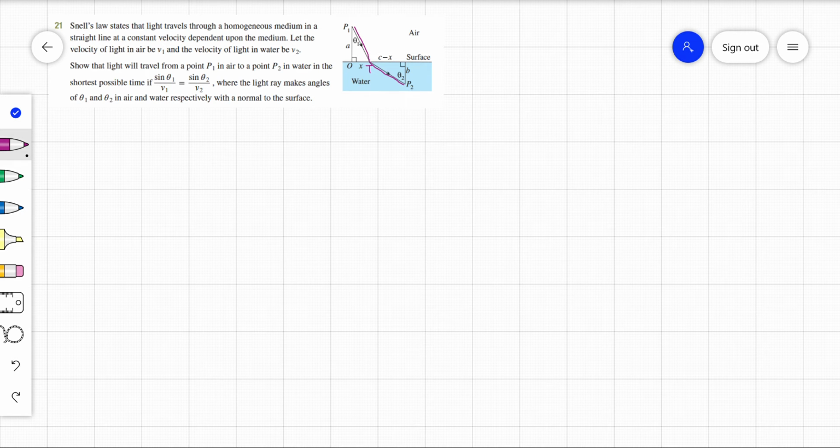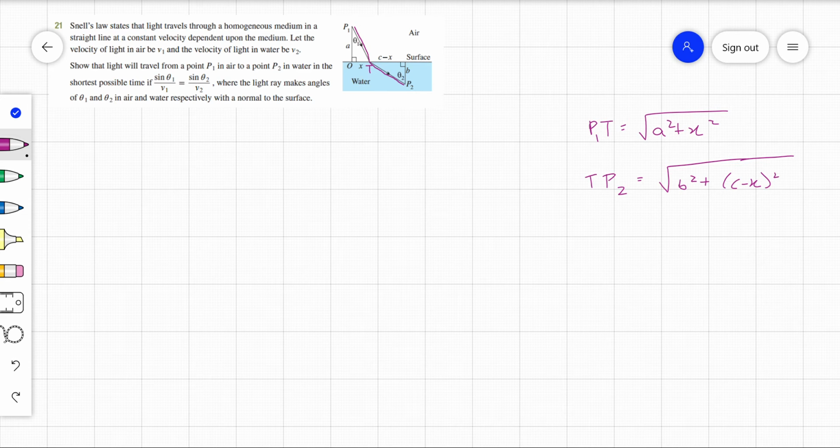So if you think of the distance P to T, that distance, using Pythagoras in that top triangle in the air, would be the square root of a squared plus x squared. And then think of the distance from T to P, sorry, that's P2, that's P1. Again, using Pythagoras, you've got b squared plus (c minus x) squared.